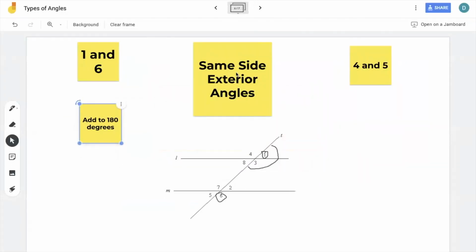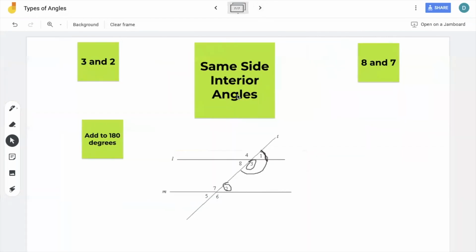And so these types of things will be very important when proving what the measure of a certain angle is, or in showing your work, you can say, oh yeah, same side interior angles. I know what the measurement is of the missing angle. And in a future video, I'm going to go over more of applying these concepts and also some more terms that may have been missed in this video. So stay tuned for that.